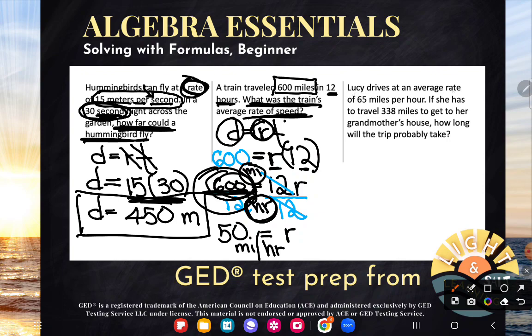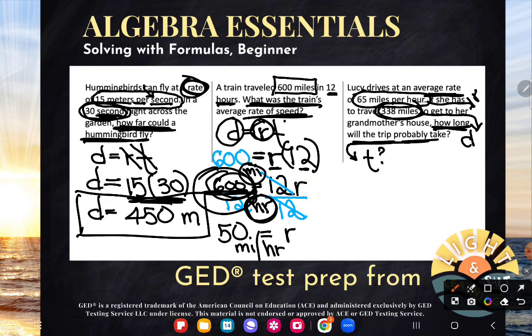Lucy drives at an average rate of 65 miles per hour. Well, that was nice that they told me that was a rate, but I knew that was a rate because look at that language, miles per hour. If she has to travel 338 miles, what is that? That's distance. To get to her grandmother's house, how long will the trip take? They're asking me, how long will the trip take? They're asking me about time. Time's the thing I don't know.